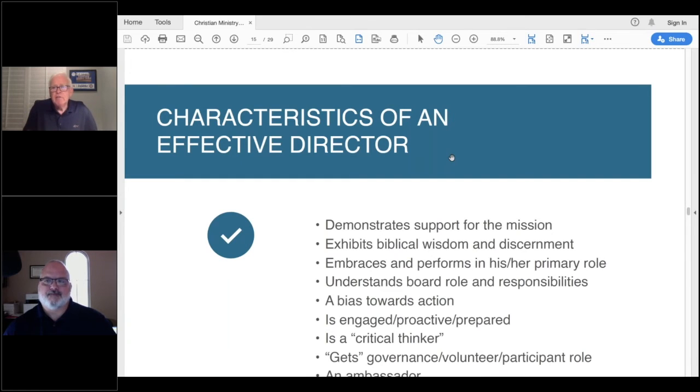Well, one is they demonstrate a support for the mission, and there's various levels of that. A point on this issue I would make is you don't want someone that's just there to fill out a resume or just trying to network. There needs to be some kind of interest in your mission and what your cause is.